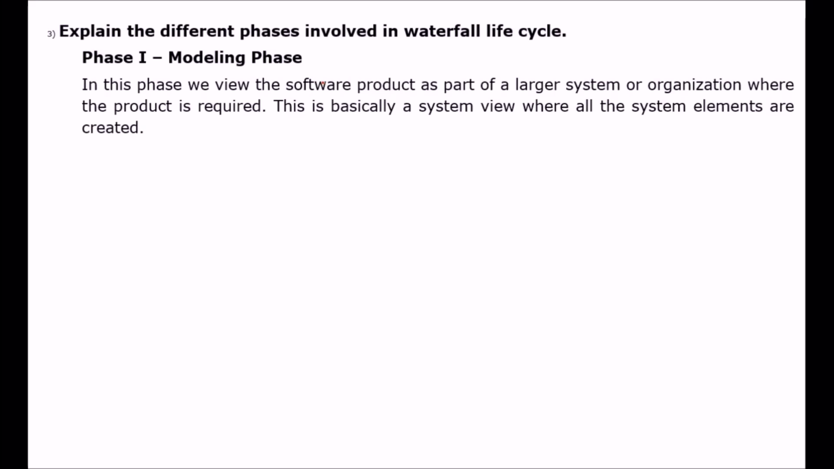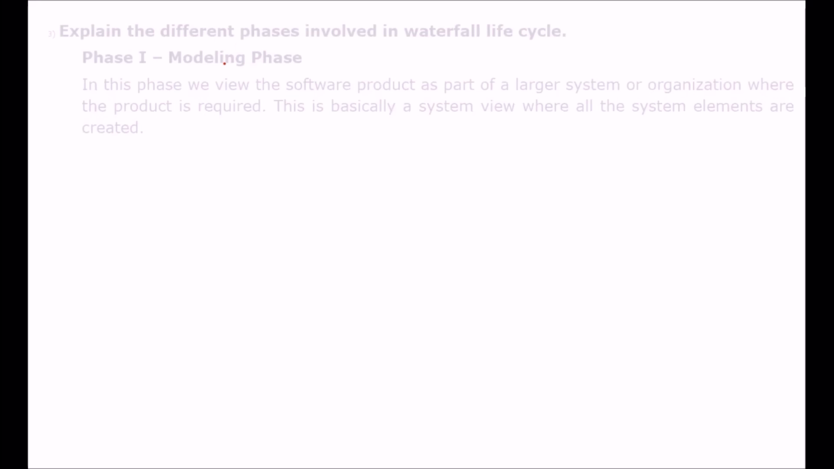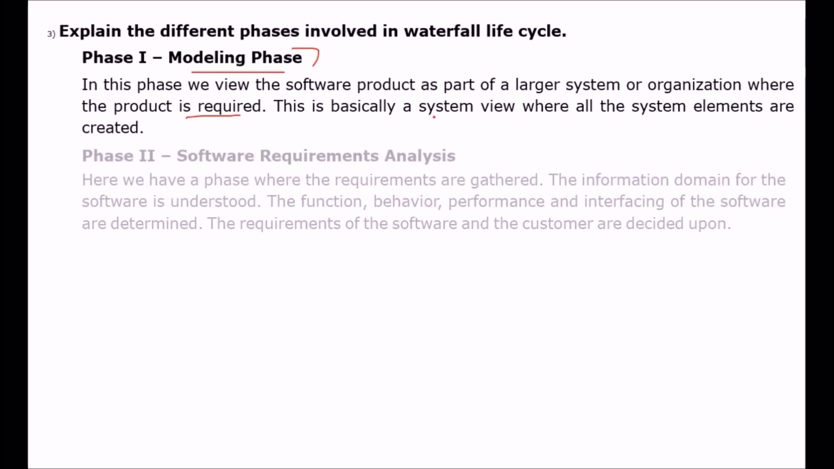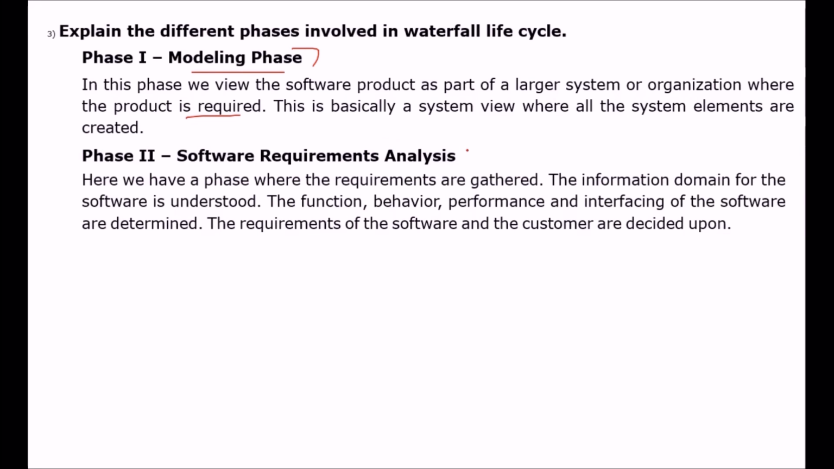Then we have to explain the different phases involved in the waterfall life cycle. First is the modeling phase. As you just saw in the diagram, in this phase we view the software product as part of a larger system or organization where the product is required. This is the modeling phase, and this is basically a system view where all the system elements are created. The second is software requirement analysis, where the SRS is prepared.